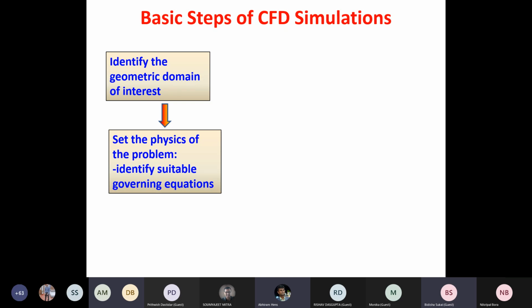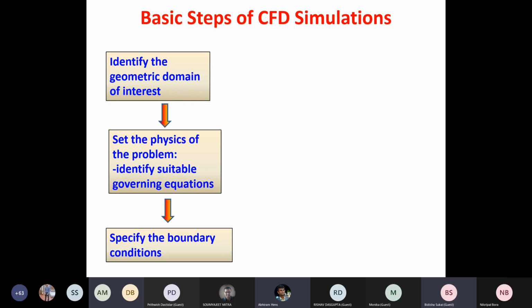So first geometry definition, then you identify the governing equation, then specify the boundary conditions. If it is a pipe flow, you give the inlet and outlet boundary conditions. What is the wall boundary condition, that is, slip boundary condition or no slip boundary condition? That thing you need to define; that is the specification of the boundary conditions.